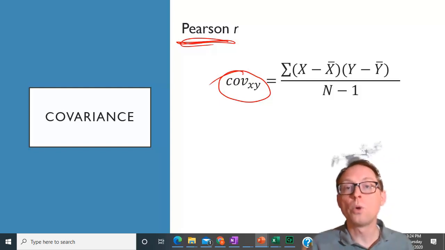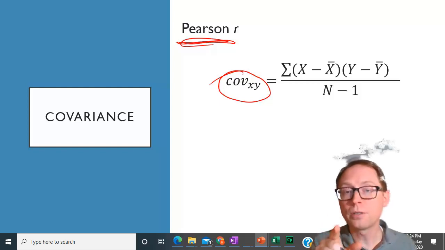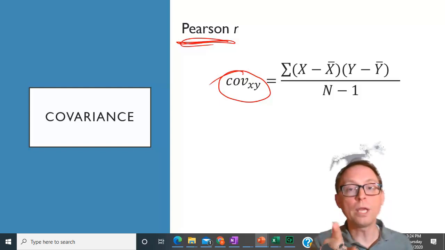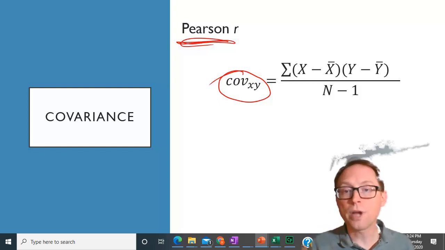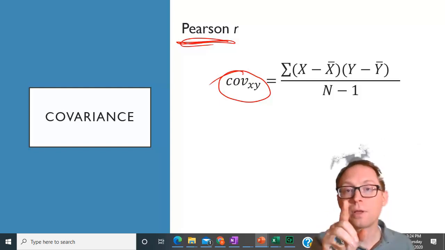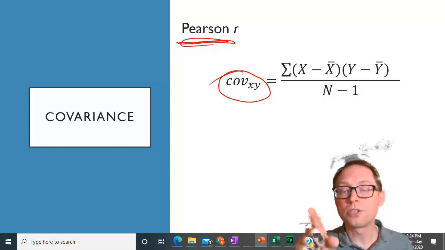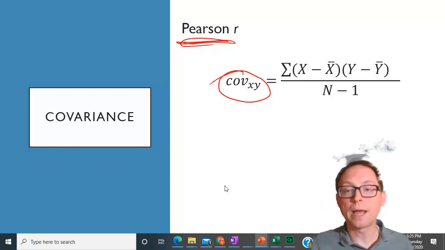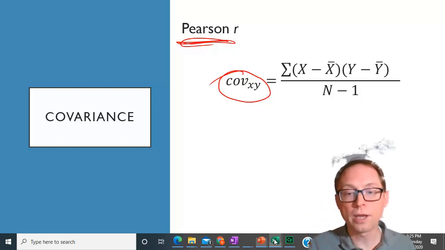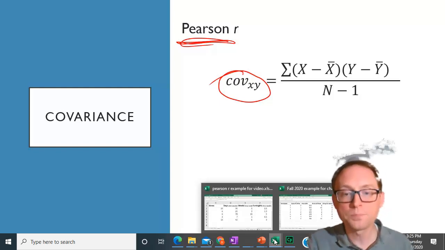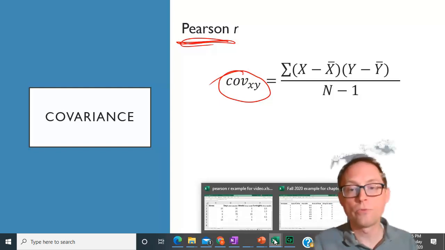So we need to get x minus x bar, that is the deviation. Now in this case, remember, x is going to be weeks and y is going to be stress, so we need deviations of weeks times deviations of stress. We're going to add those up and divide by n minus 1. Let's go ahead and do that. This is stuff you've already done. What is the covariance?